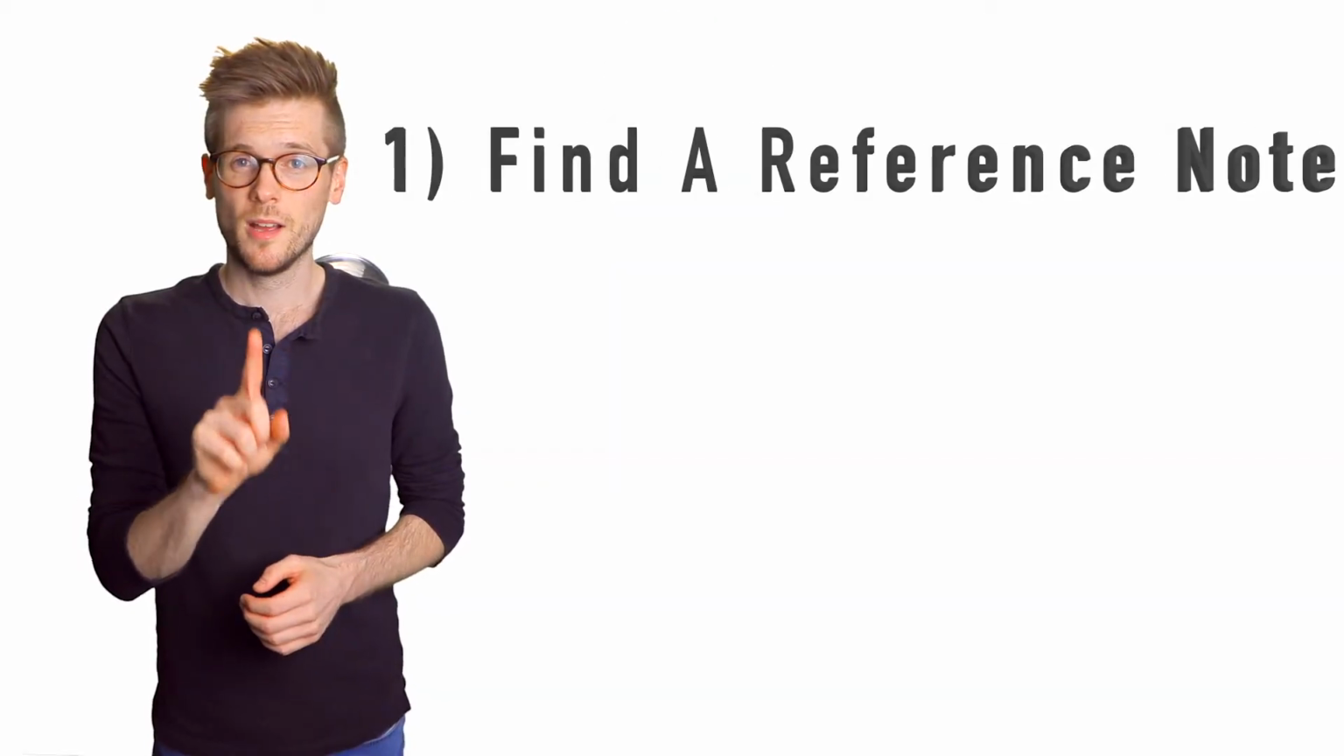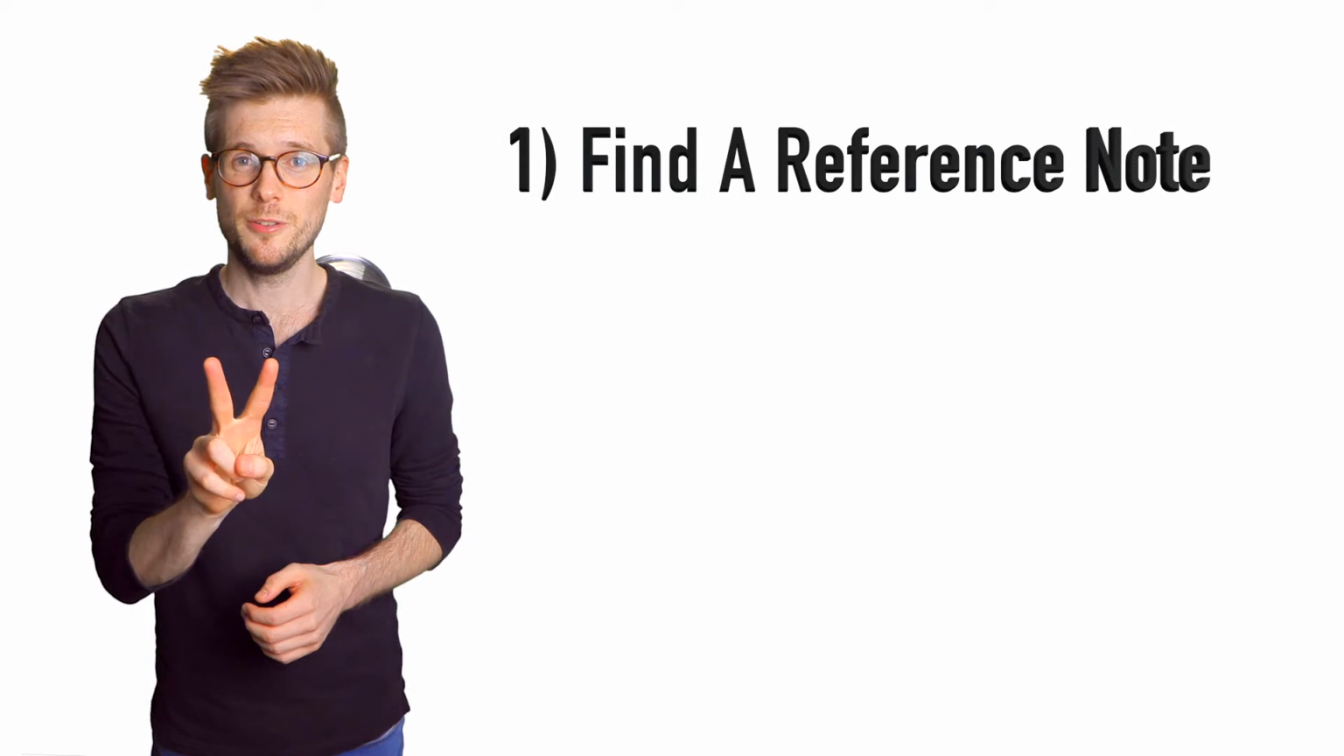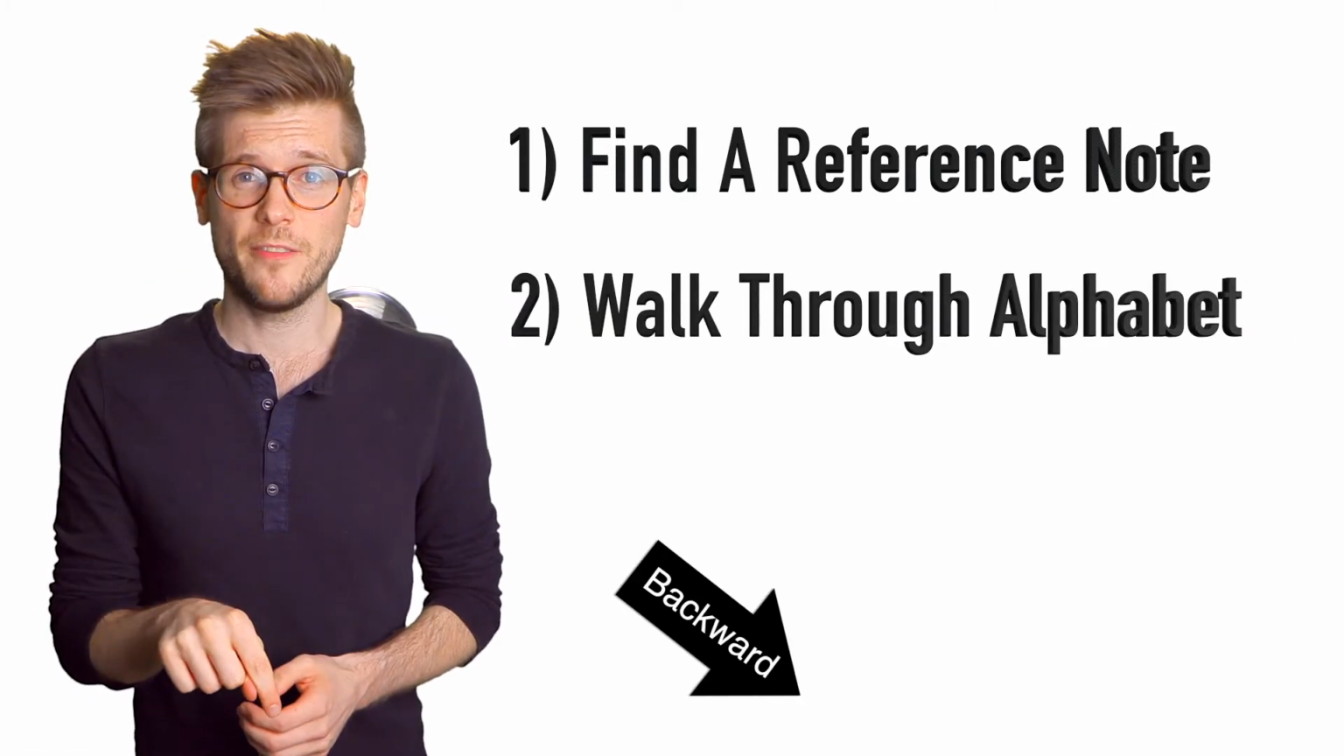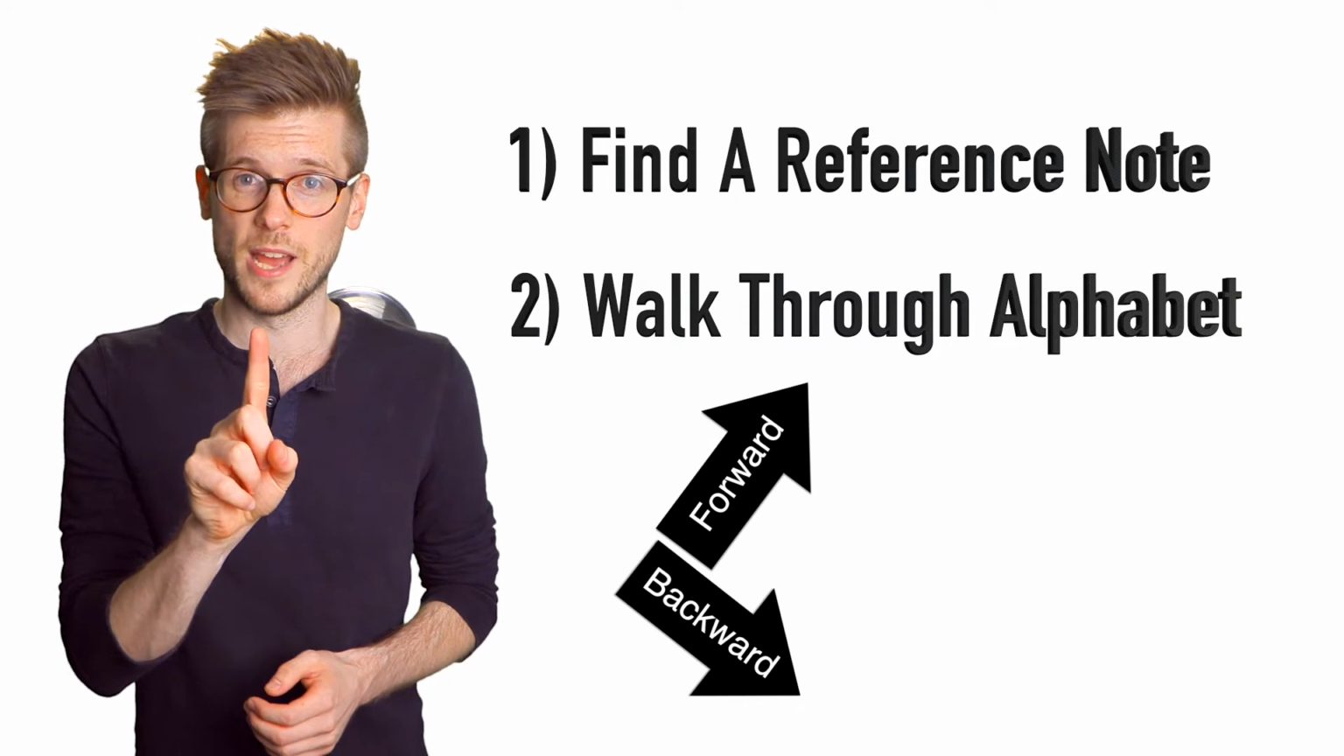I just wanted to break down the two-step process to getting the name of a note on the staff. Here are the 2 steps. Step 1, find a reference note. Step 2, just walk through the alphabet forwards or backwards. Down is backwards through the alphabet, up is forwards through the alphabet. That's literally all you need to find the letter name of a note.